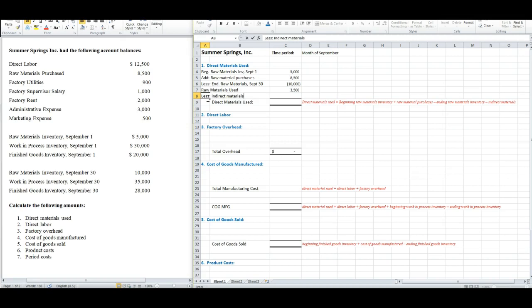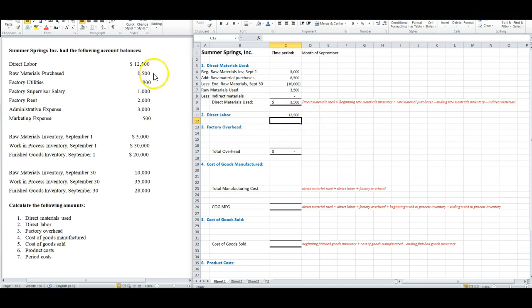We're going to subtract any indirect materials. Indirect materials in this example are 0. So that means my direct materials used will be $3,500. Next, we go to direct labor. Direct labor is anything that can be directly traced to a product. It will go directly into work in process. Direct labor will typically be given to you, and the direct labor in this problem is $12,500.